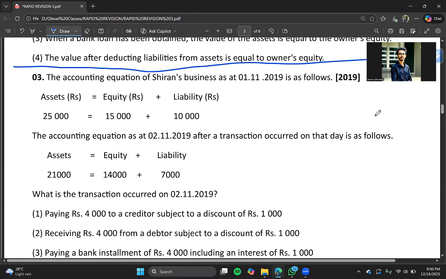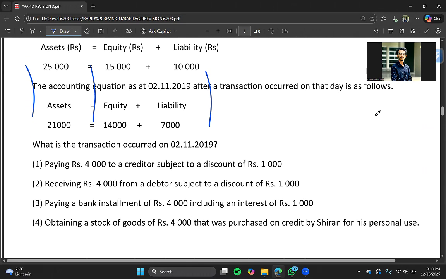The accounting equation of Shiran's business at the start of the day is as follows: assets 25, equity 15, liabilities 10. Afterwards the assets have decreased, the equity has decreased, and the liabilities have decreased. What is the transaction that has occurred? I'll go with answer number 3, paying a bank loan installment of 4,000 including an interest.